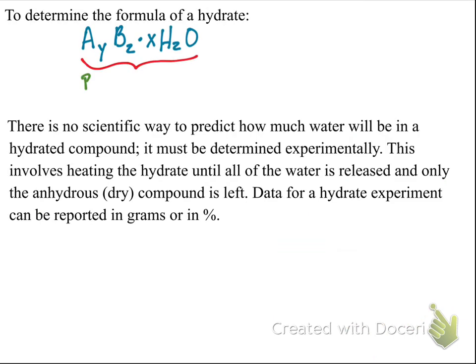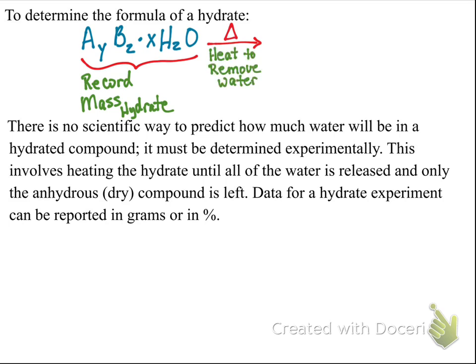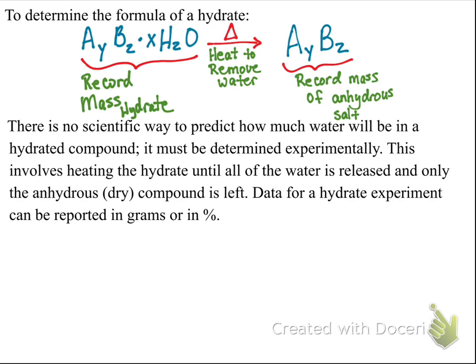So to determine the formula of a hydrate, think about what we're doing. We're going to record the mass of the hydrate with water inside. It's always going to be a solid. And then we're going to heat it, and the heat is going to remove the water. So then we're going to be left with what's called the anhydrous salt. Anhydrous means without water, and that's going to be dry. And we're going to record the mass of it. And we're not going to put the water on the scale directly, but we're going to be able to figure out the mass of water by weighing it, recording the mass before and after heating, and the difference will be the mass of water.